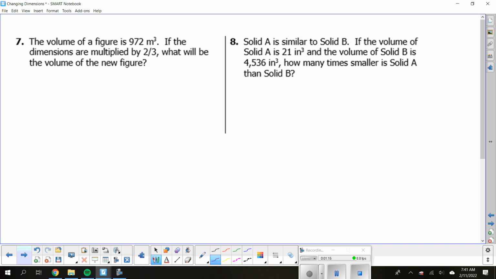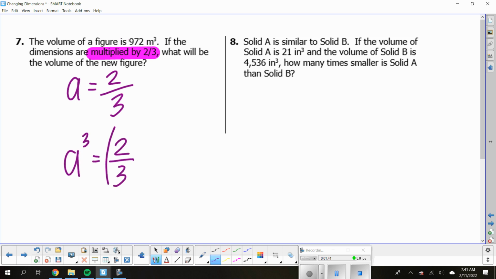If we look at number 7, the volume of a figure is 972 meters cubed. If the dimensions are multiplied by 2/3, so my scale factor is 2/3, what will the volume of the new figure be? So again, I don't just multiply by A, my volume has to change by A to the third. So I need to take that 2/3 and cube it. In your calculator, you can do 2/3 caret 3, and you should get 8 over 27. That's how much it's changing by.